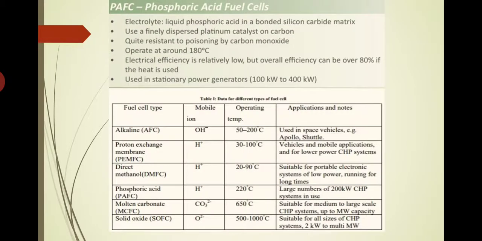Now coming to the next one, PAFC, the phosphoric acid fuel cell. Electrolyte used is liquid phosphoric acid in bonded silicon carbide matrix. Use a finely dispersed platinum catalyst on the carbon, quite resistant to poisoning by carbon monoxide. Operate around 180 degrees Celsius. Electrical efficiency is relatively low, but overall efficiency can be about 80% if the heat is used. Used in stationary power generators, 100 kilowatt for high power application. We are going for this one, phosphoric acid fuel cell, but it is commonly used for stationary power generators only. Electrolyte used is phosphoric acid in bonded silicon carbide matrix.